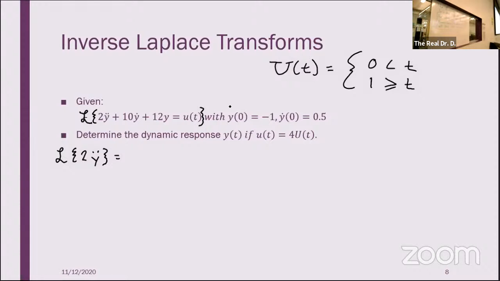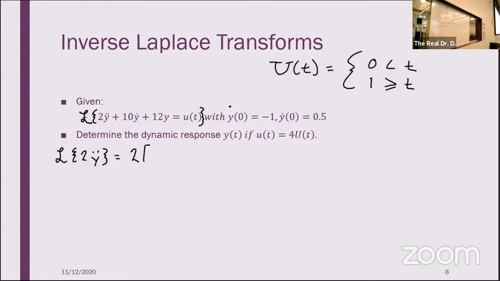Well, I can pull the constant out. We've talked about this. If you have the Laplace transform of a function times a constant, the constant can come out. Why? Remember, because the definition of a Laplace transform is that you're taking the integral from 0 to infinity. So this 2 pops out, and we're left with 2 times the Laplace transform of y double dot.